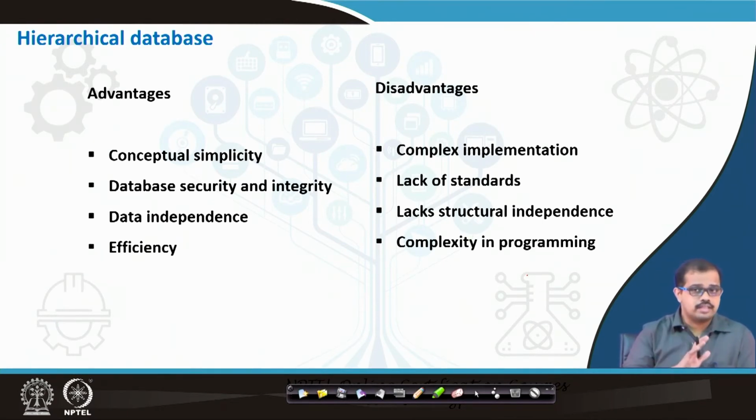But when you look at the standards, it lacks the data standards, or the data modeling standards, that it normally has to represent. So when you look at data independence, the main advantage of a hierarchical database, as we normally see with databases, is data independence, but it lacks structural independence. For example, it cannot have its own way of representing the data, so structural integrity is missing, so the independence is missing in a hierarchical database.